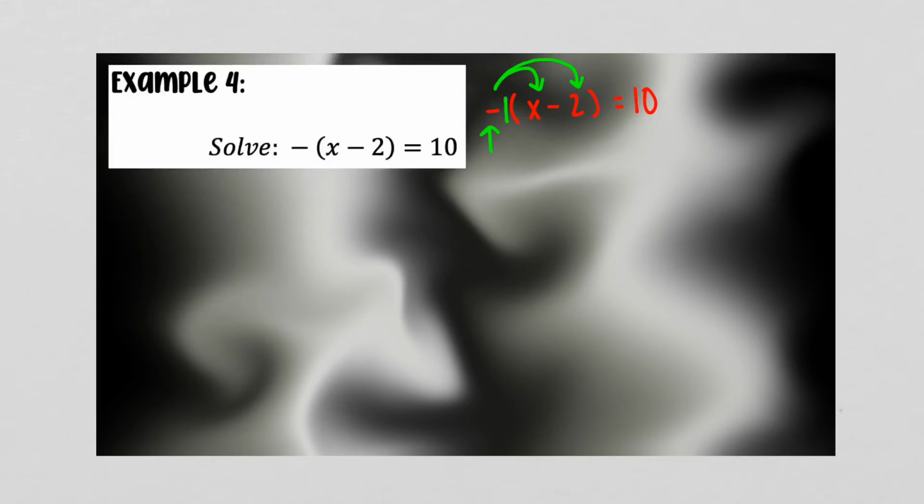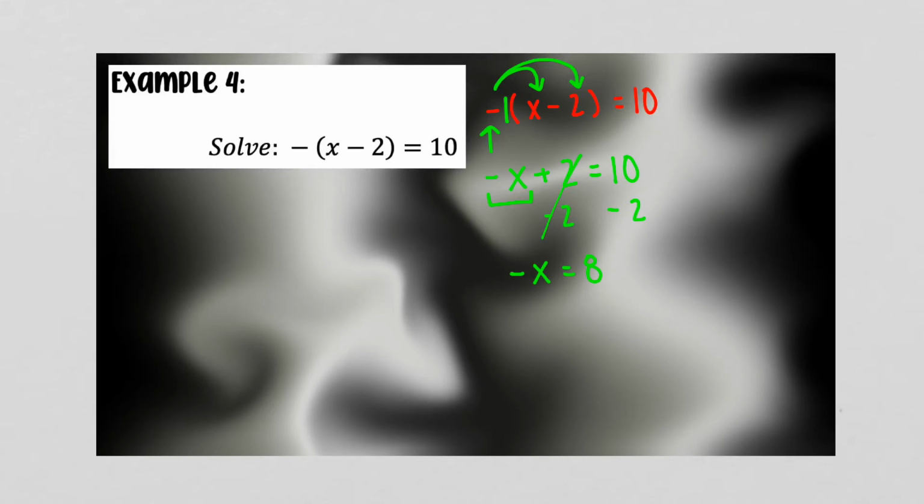So when I do negative 1 times x, I'm left with negative x. When I have negative 1 times minus 2, I have positive 2. And then the right side stays the same. It's still equal to 10. Now, just like in solving, my ultimate goal is to get this x by itself. But we have something else over here on the side. We have the 2. I need to move it to the other side, so I have to do the inverse or the opposite. So I'm going to subtract 2 from both sides. So then I have negative x is equal to 8.